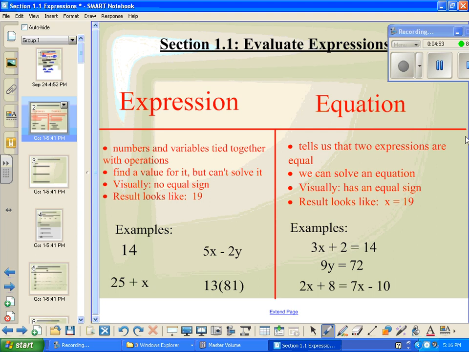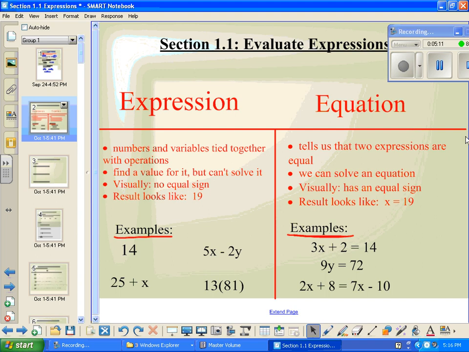And then I do have examples down here. I think those would also be beneficial to put in your table, so you have something to look at and say, okay, these are expressions, or on this side you can say these are equations. So you know the difference between the two. You have something to look at.